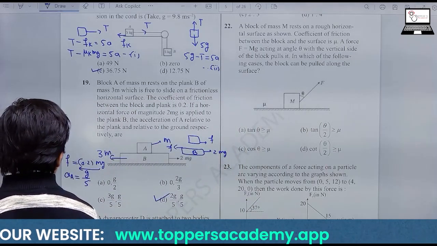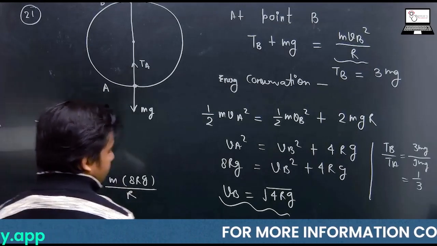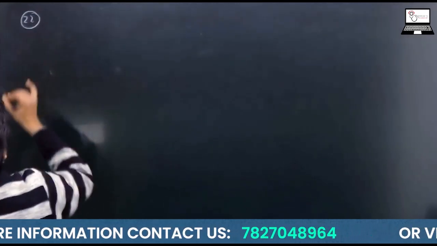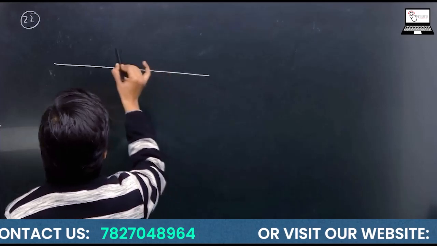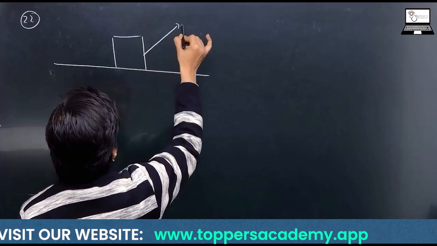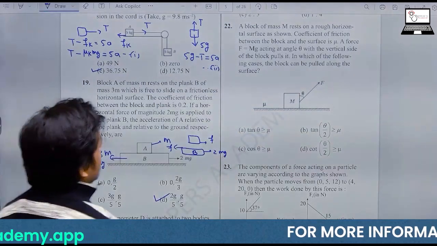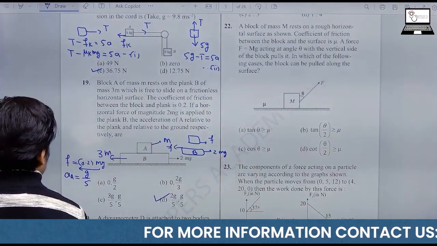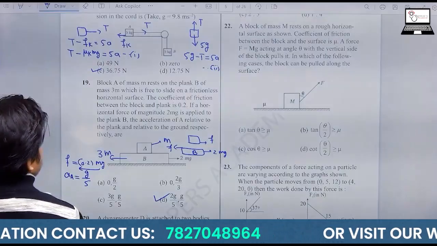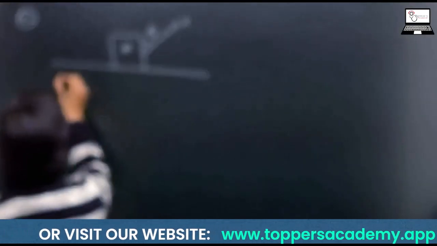So we will make a force diagram first. Question number 22. There is a block which is kept on the surface. A force is acting, making an angle theta with the vertical. Mass of this block is capital M. Coefficient of friction is mu.